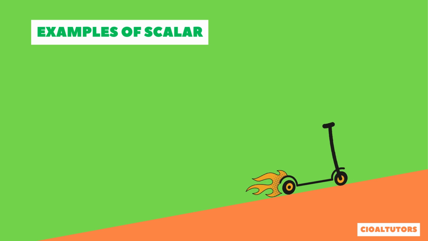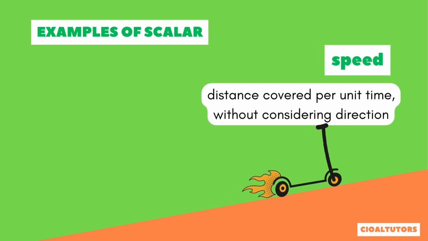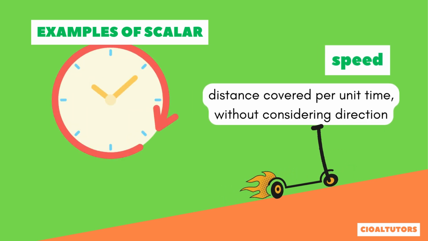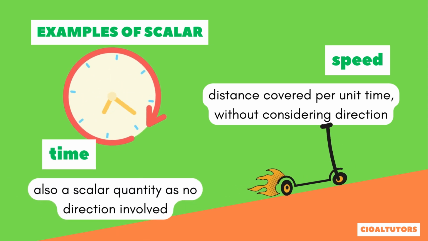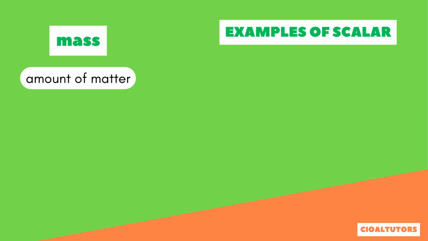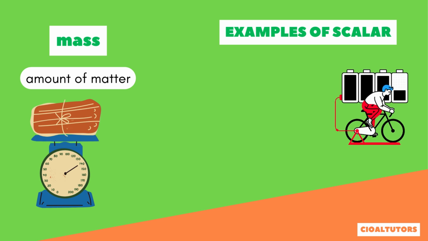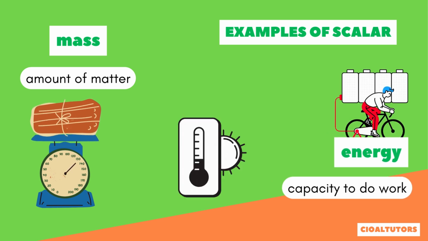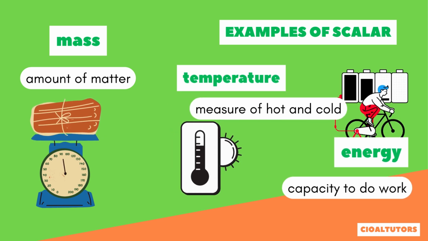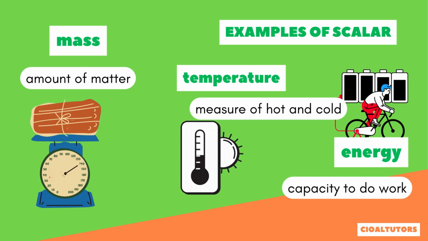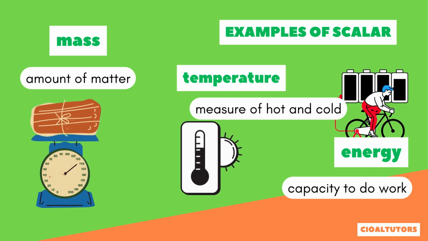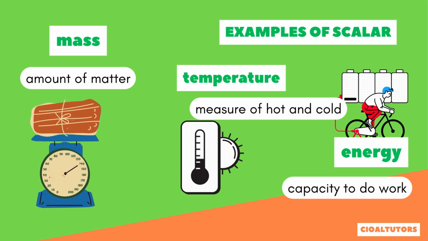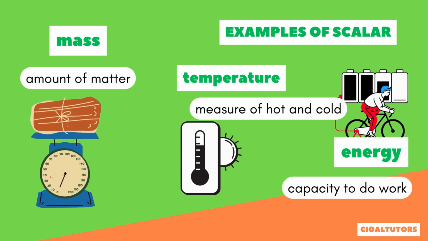Speed, how fast you're moving. Time, how long something takes. Mass, how heavy an object is. Energy, how much work is done or stored. Temperature, how hot or cold something is. None of these have directions. They only give you the size or amount.